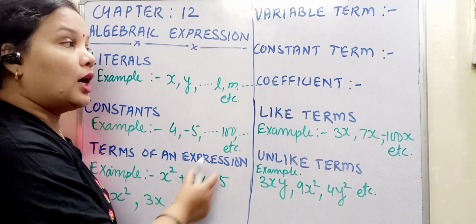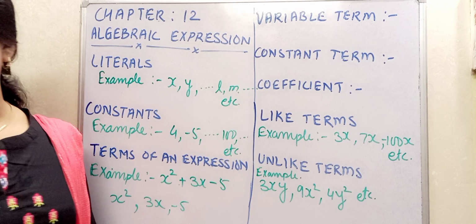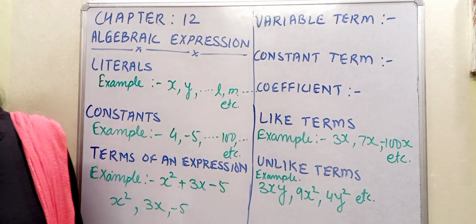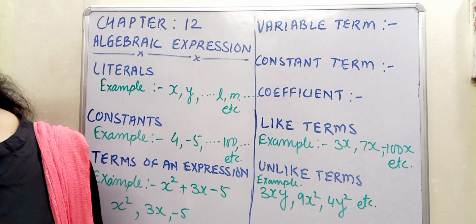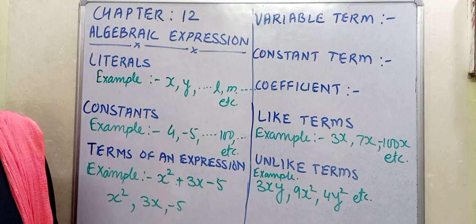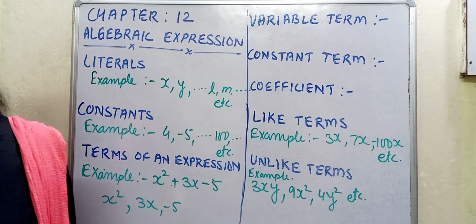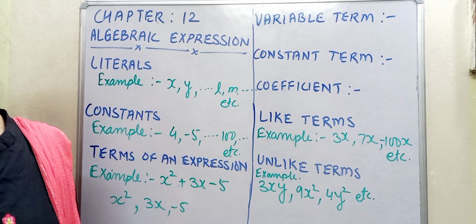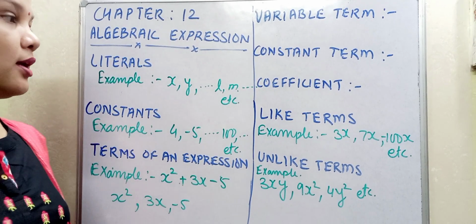Okay, now coefficients. A coefficient is either a numerical factor, an algebraic factor, or the product of 2 or more factors. So actually we are talking about here.